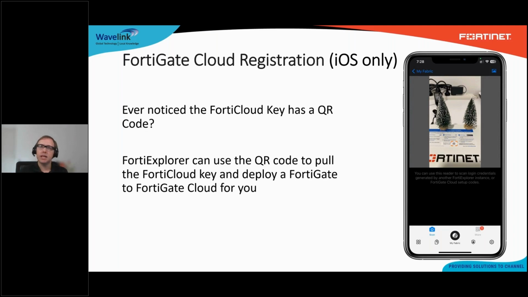Have you ever noticed on the FortiGate, there's a nice sticker that comes with it, and it's got a whole bunch of details about how to set it up. But under Cloud Setup, right next to the Cloud key, there's actually a QR code. That QR code can actually be used in the FortiExplorer app to easily deploy a FortiGate device into FortiCloud. And we'll actually demo this a little bit later, but all you do is you go into the app, you go to the QR code scan functionality, you hover over the QR code, it will scan it, it will pull the FortiCloud key for you, and then at the tap of a button, it will register this FortiGate that you've just scanned into your FortiCloud account for you.